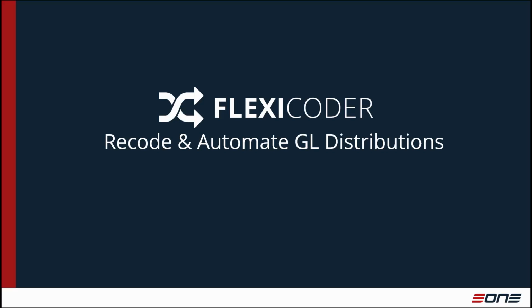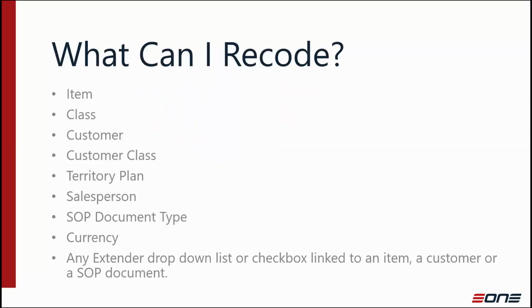Bottom line, Flexicoder will save you hours of manually recoding the GL segments and also eliminate the human error of manually changing them. So let's talk about what we can recode with Flexicoder. Flexicoder allows us to recode the following: item, class, customer, customer class, territory plan, salesperson, SOP document type, also any Extender drop-down list or checkbox field linked to an item, a customer, or a SOP document. This means that if all of the above fields don't give you the identifiers you need, then you can build in an Extender and recode off of that Extender list.